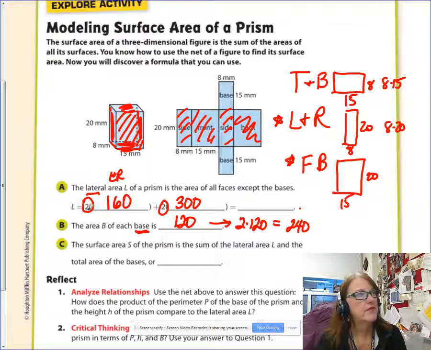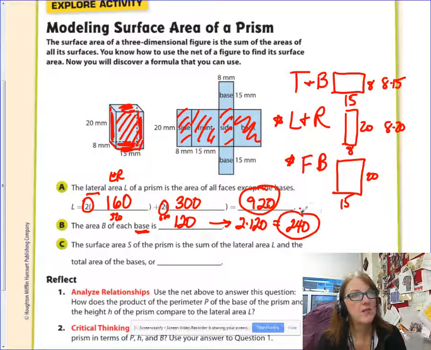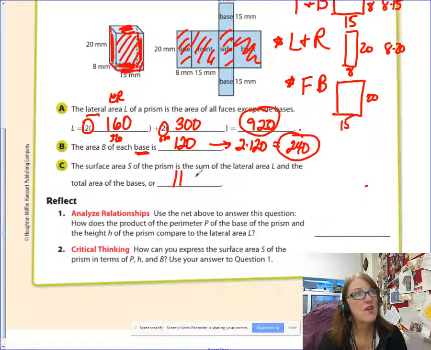Multiply these two. 2 times 160 is 320. 2 times 300 is 600. So the sides are 920. The top and the bottom bases are 240. So the total of the entire shape is 1,160.